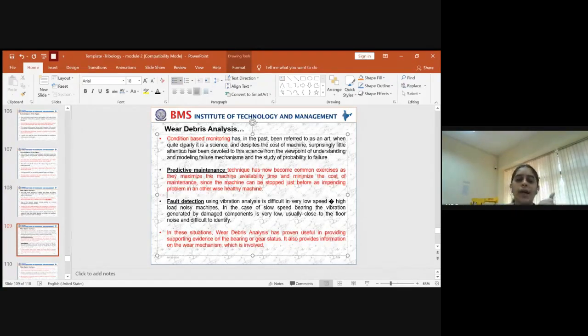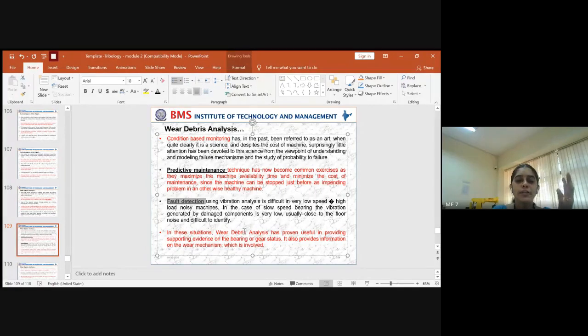So one is to have a proper condition-based monitoring system. The second one is to have a predictive maintenance system for any machine component you are developing. Next is fault detection. Fault detection is the third component one has to follow. When the component has been running, why is the fault occurring? You should have some device in hand which will detect where the fault exactly is.